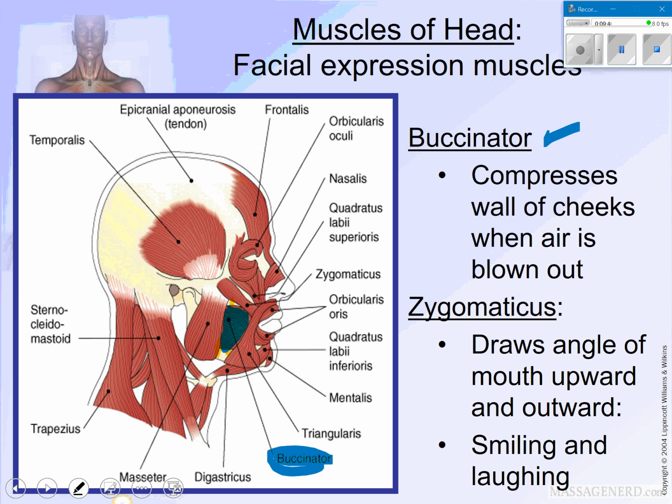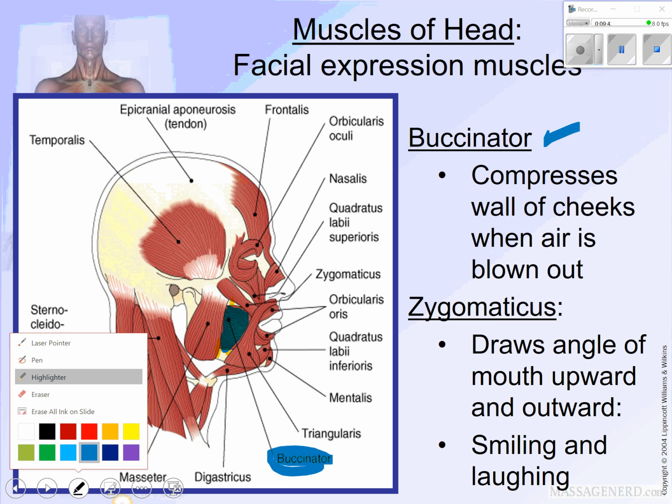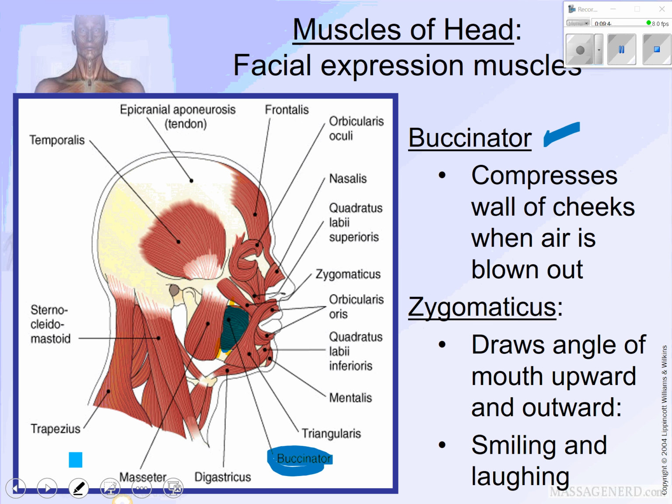The zygomaticus muscle. That one actually has a major and a minor, but you just have to know the two as zygomaticus. What it does is it draws the angle of the mouth upward and outward, and it gives you the features of smiling and that expression of laughing. So the origin is the zygomatic bone.